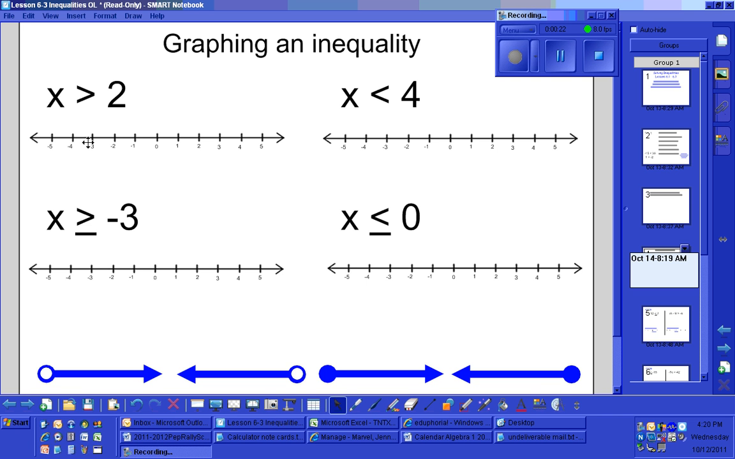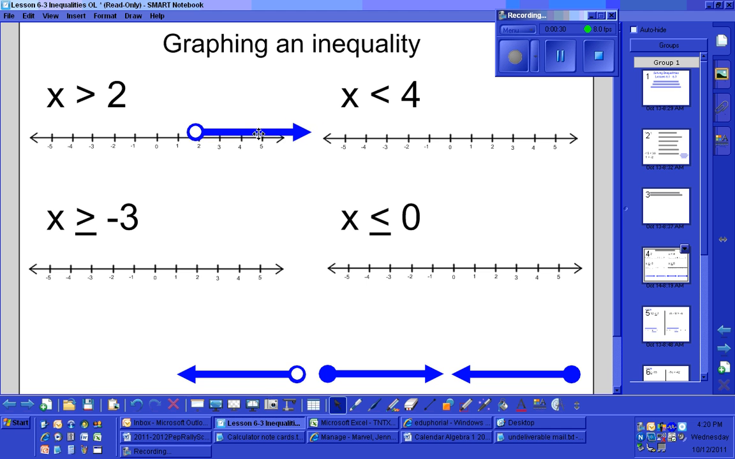So, for example, to graph x is greater than 2, we want to shade everything on the graph that is greater than 2. 2 itself, while it is not included, is the cutoff point. We can show that by drawing a circle and leaving it open.